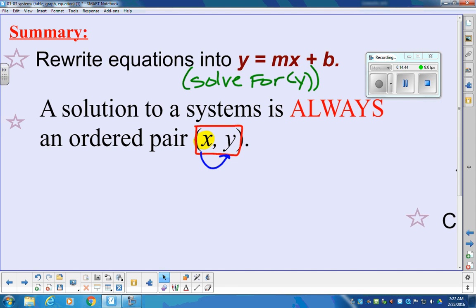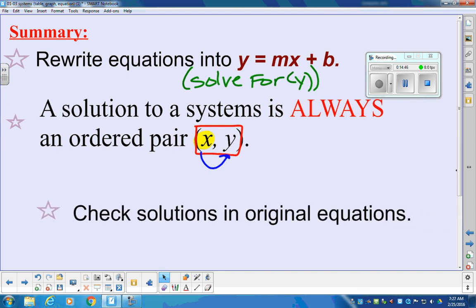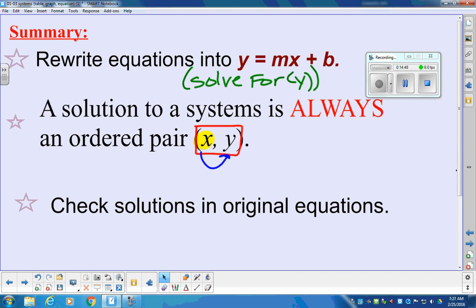Be very careful about that or you only get half the credit or possibly you won't get any credit at all. And make sure you check into the original equations. You really should check for both, especially if it's an assessment situation before you turn a test in. That confirms that all of your work is correct.